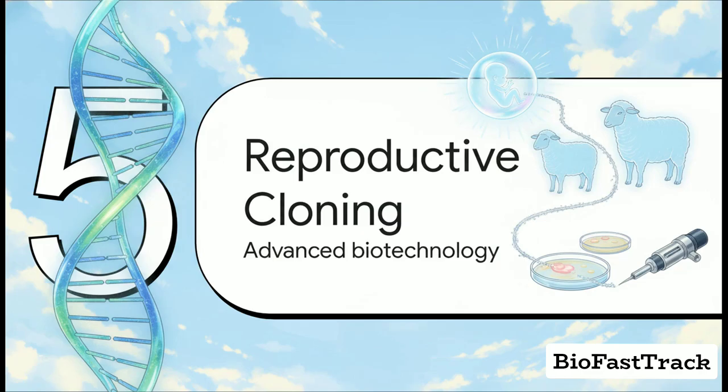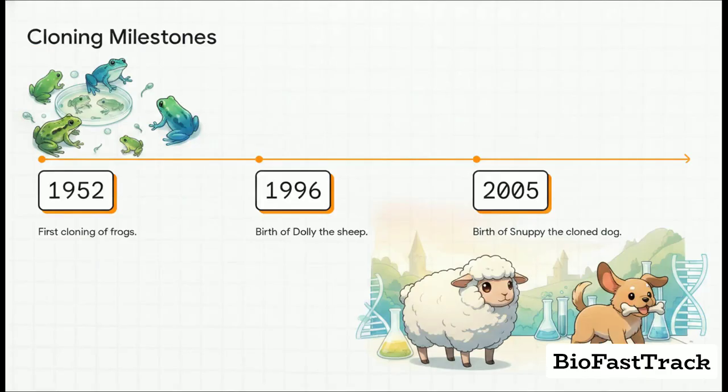Section 5. Reproductive cloning and SCNT, Advanced Reproductive Biotechnology. We are escalating to the absolute peak of our biological toolkit now, the replication of entire complex organisms.